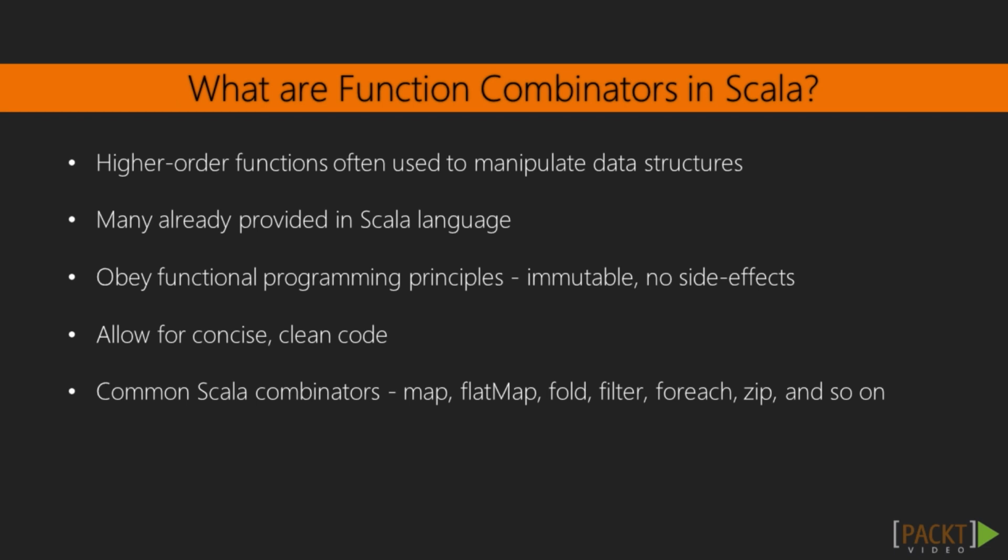At a high level, functional combinators are higher-order Scala functions that are most often used to perform some kind of operation on a Scala collection. The core functional combinators that we will discuss are built into the Scala programming language, although you are free to create your own. Most combinators obey the basic functional programming principles of not producing side effects, although there are some exceptions to this, like the foreach combinator. Scala programmers also love functional combinators because they allow for very clean and concise code.